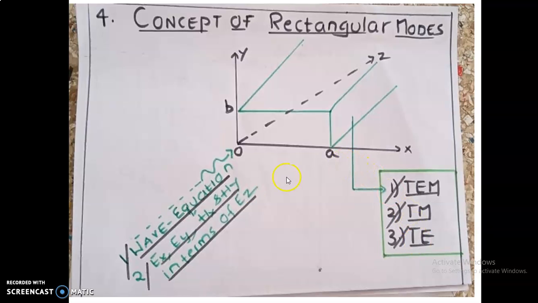Then who is going to enter? Wave equations are going to enter. And which fields? Ex, Ey, Hx, Hy are the fields present inside the box. In which direction are you going to send the signal? In the Z direction.